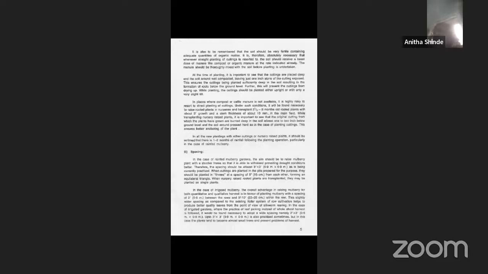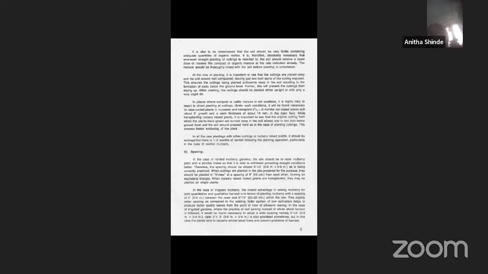The next is spacing of the mulberry. So when you are trying to plant the trees, what is the distance that you need to maintain between one tree and the other? That is what we call the spacing. Now, in the case of rain-fed mulberry gardens, you should raise the mulberry plant with a sturdy frame so that it is able to withstand prevailing drought conditions. Therefore, the spacing should be at least 0.9 m by 0.9 meter.